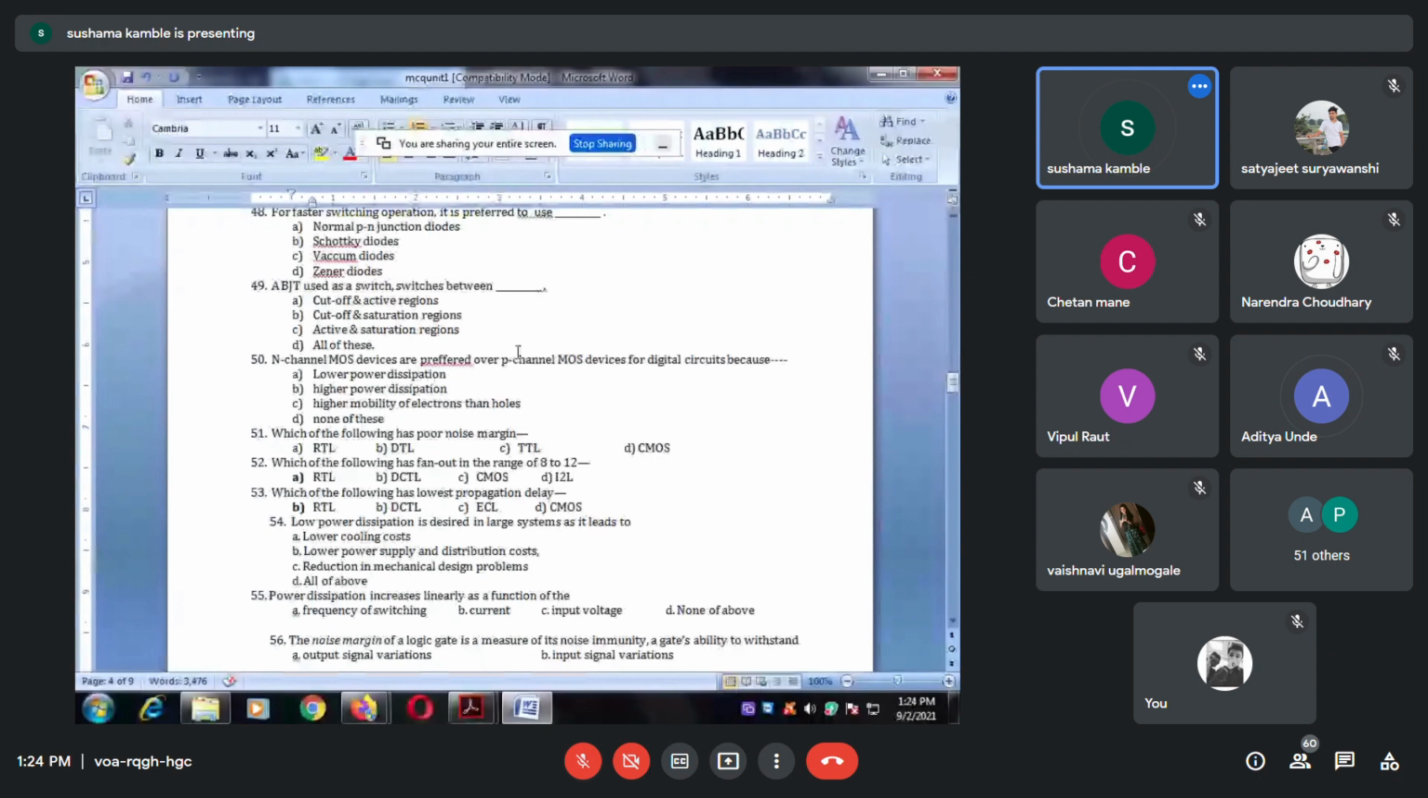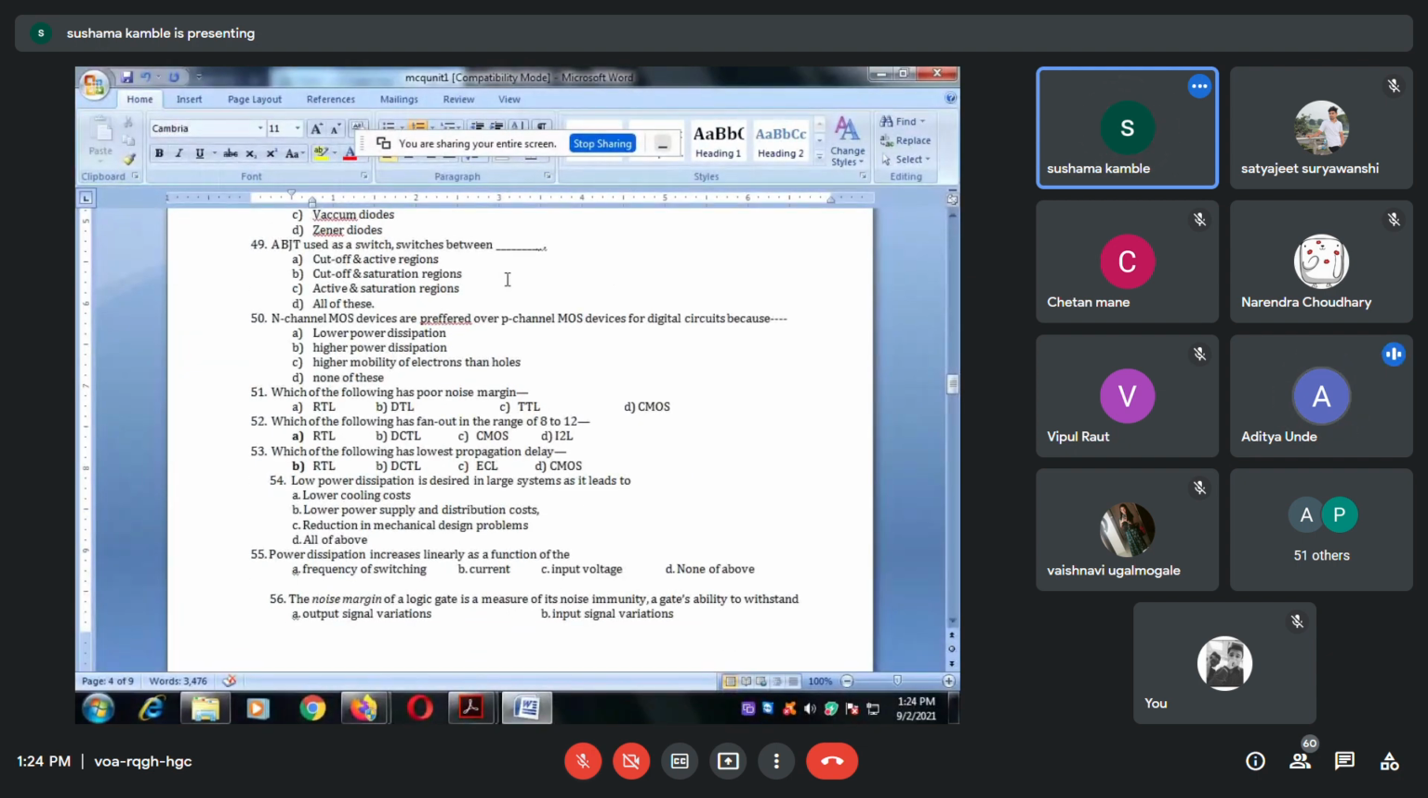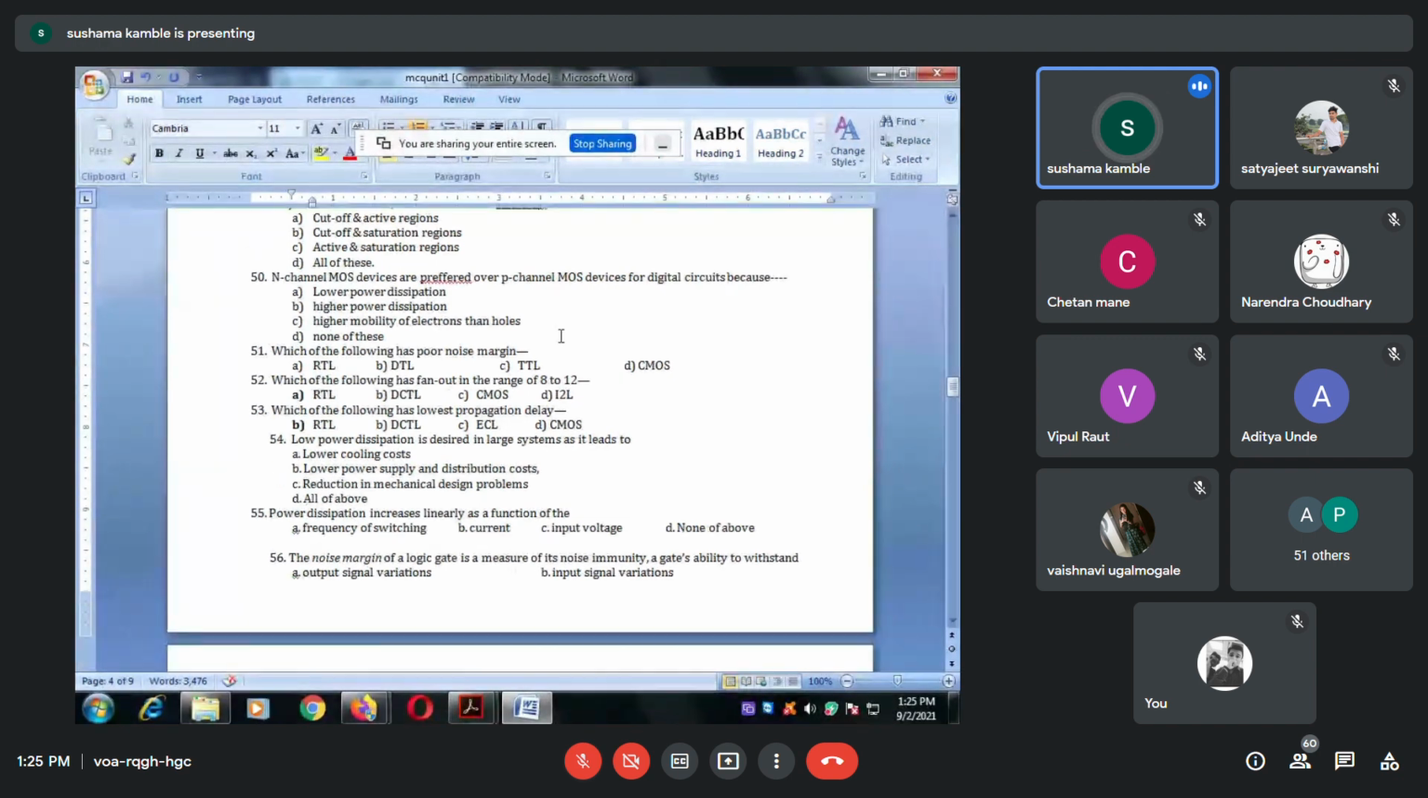All these are required, learned in the first year. A BJT used as a switch operates between cutoff and active regions, cutoff and saturation regions, active and saturation regions, or all of these. When a transistor is used as a switch, how does the switching happen? Tell me next lecture, go through it.